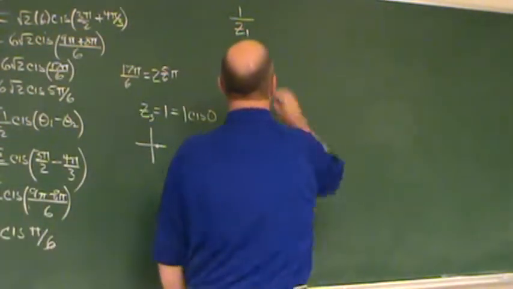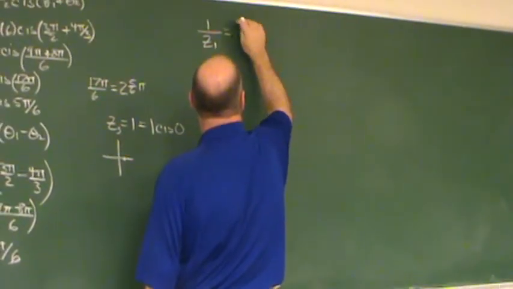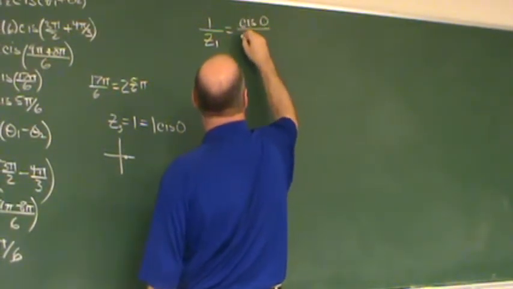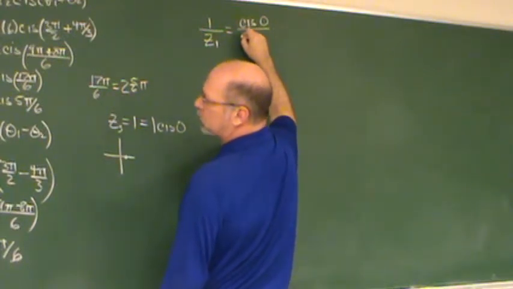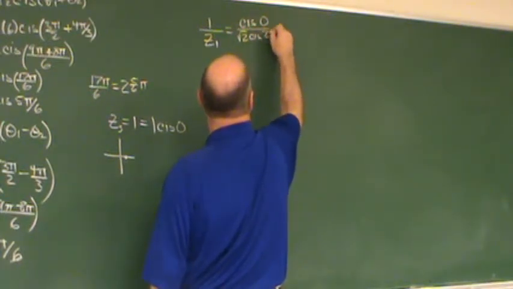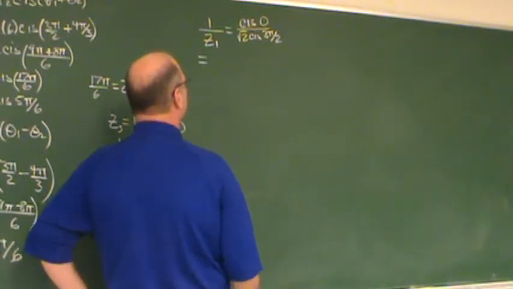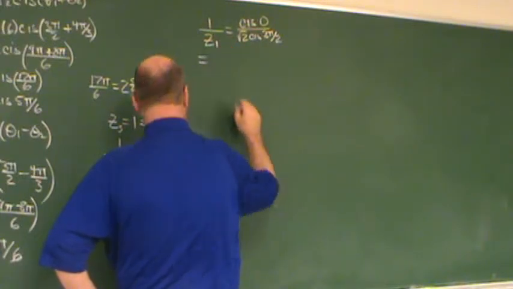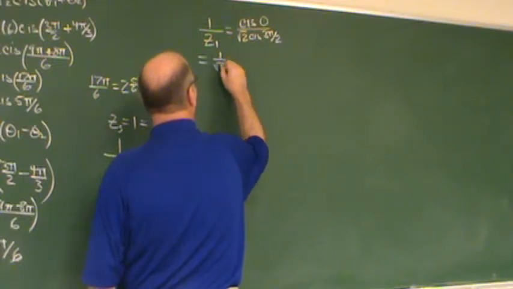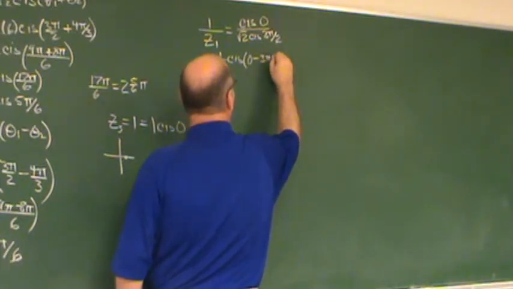So 1 over Z1 becomes, let me write that. This is just going to be CIS of 0 over, now Z1 was square root of 2, CIS of 3 pi over 2. All right, and that turns into, well, probably should have written that out. But this turns into 1 over the square root of 2, and then I'm going to have CIS of 0 minus 3 pi over 2.